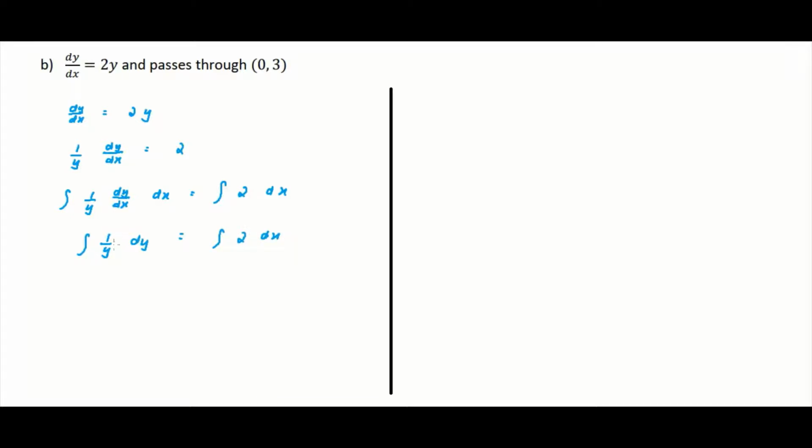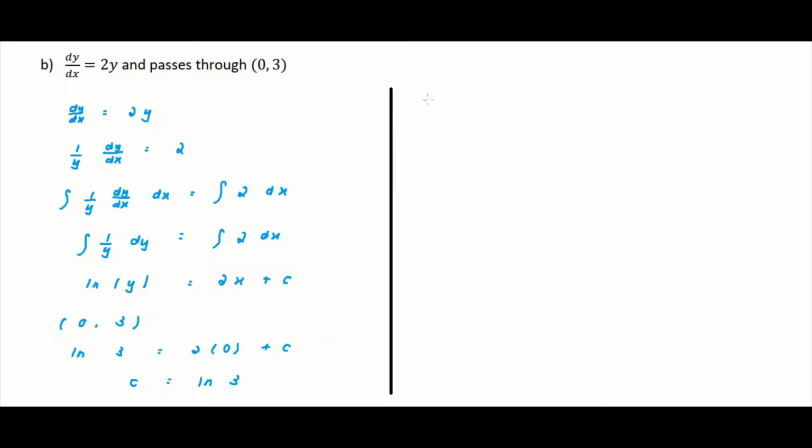Okay, so when you integrate 1 over y, what do you get? You get ln, right? So ln, don't forget the modulus, |y|, equal to 2x plus c. Okay, so after you get this, we need to continue with substituting (0, 3), right? All right, so I have ln 3. The modulus is not required here since the 3 is positive already. 2 times 0 plus c. So what do you get for your c? Your c will be equal to ln 3.